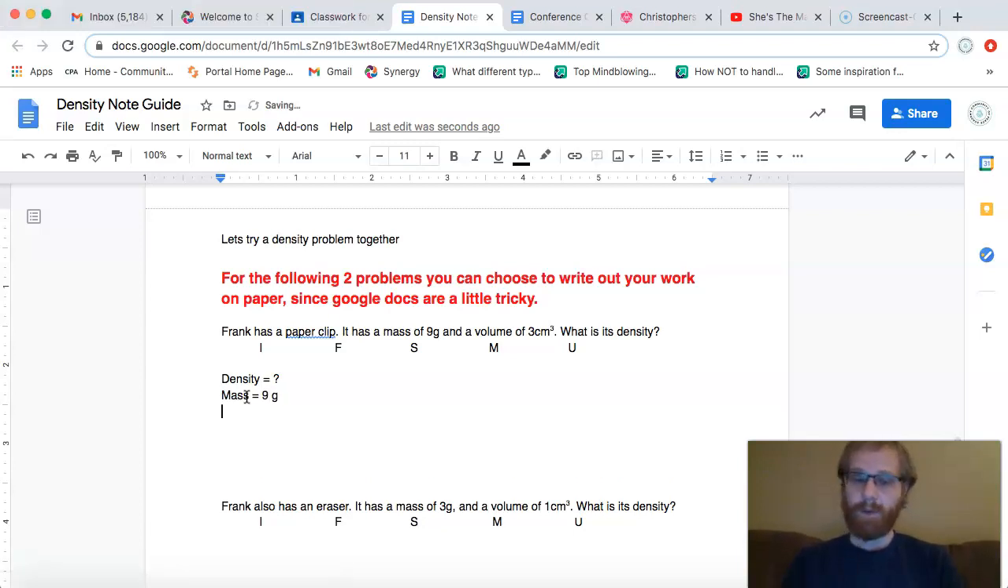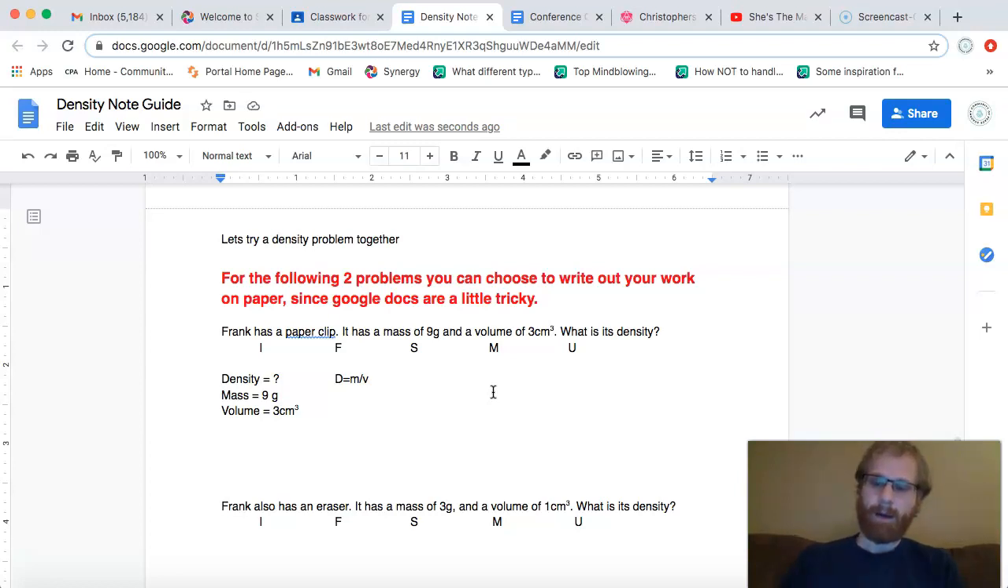And we also know the volume. We know that the volume of this object is 3 cubic centimeters. I'm just going to copy and paste that. Next, we need to write our formula. Our formula will always be density equals mass divided by volume, at least for the next couple of days, while we're just getting things figured out. Then what we need to do is we need to substitute the numbers that we know into this problem.